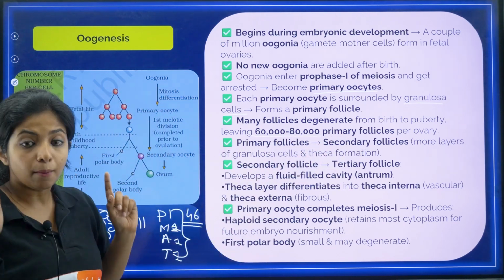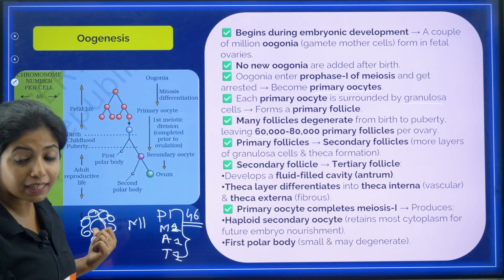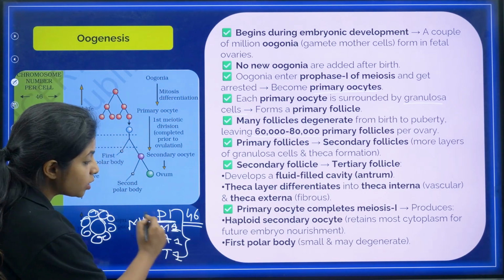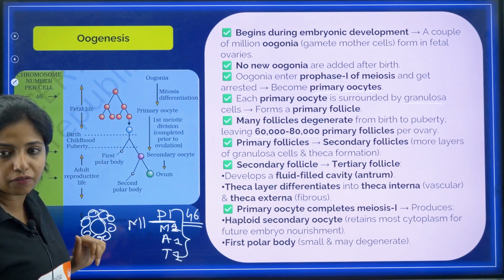Now please remember, who is stuck? The primary oocyte is stuck in which stage? In the prophase 1 stage. It has not undergone the complete division yet. It is still in that stuck phase only.